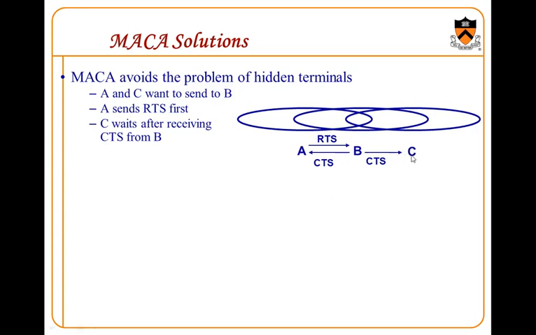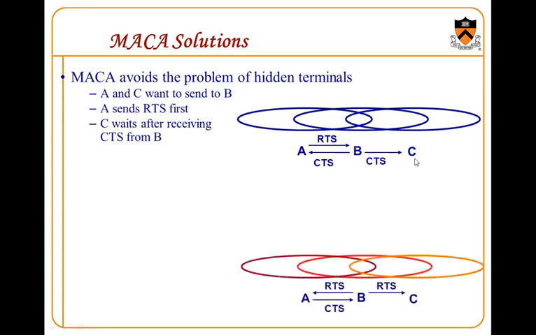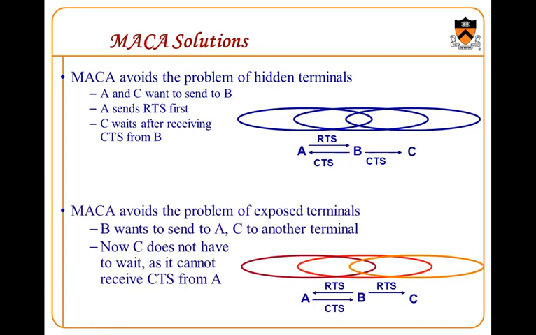So now C will wait for 5 minutes, and after 5 minutes, when this communication ends, then B will be available to communicate with node C. Here is another problem, that is the exposed terminal problem.